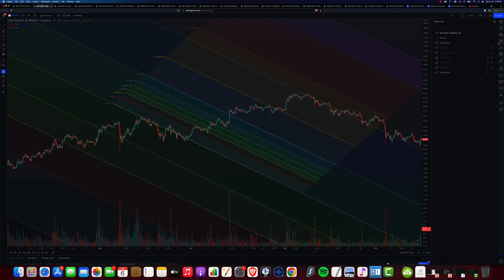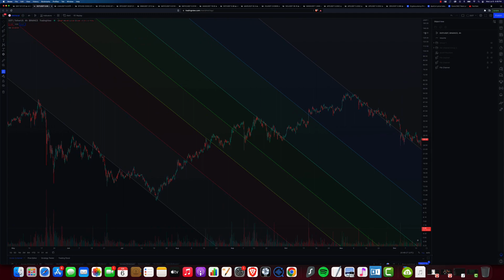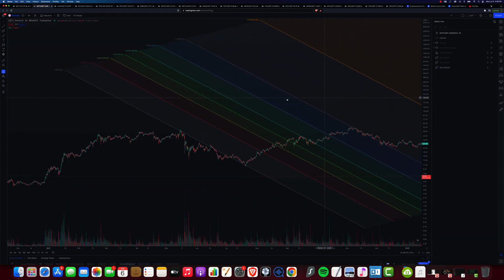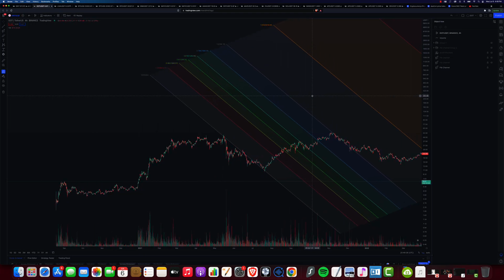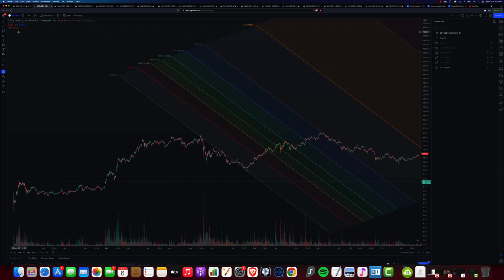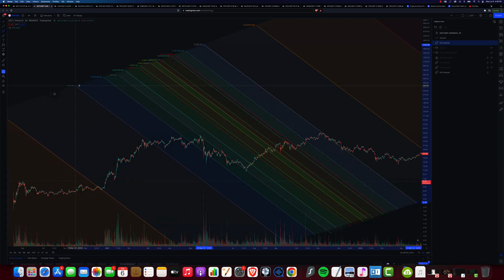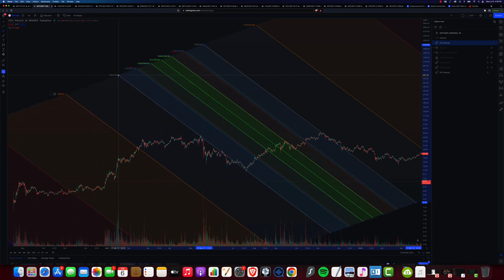All right, so let's delete that one. All right, so now you want to go ahead and get it going in the opposite direction. And how you do that is pretty simple. All you got to do, fib channel, start at the one line and draw it so the lines are going in the opposite direction and line it up with this line over here.